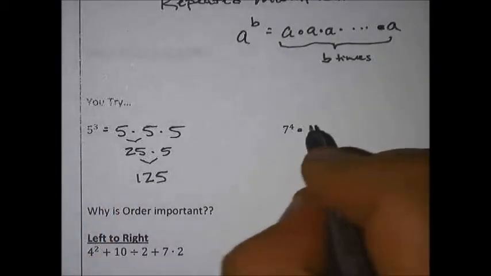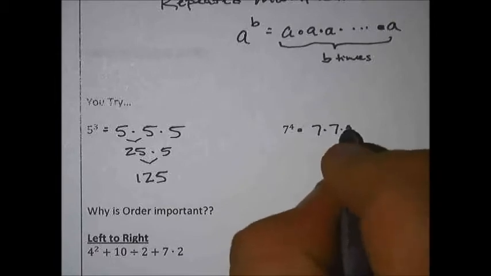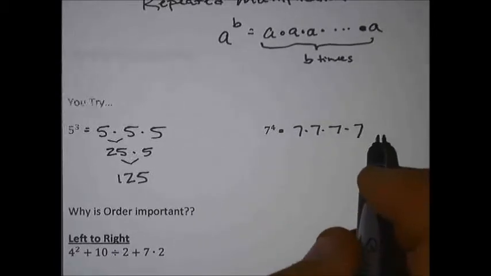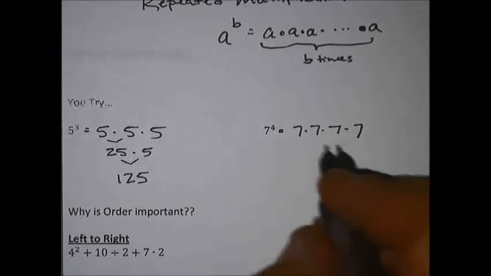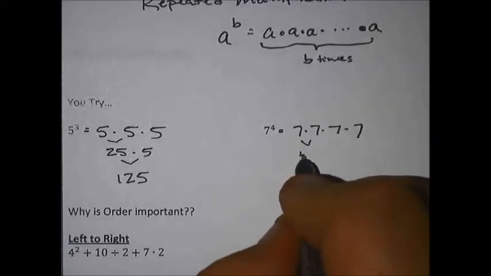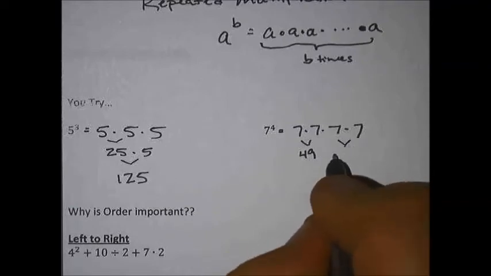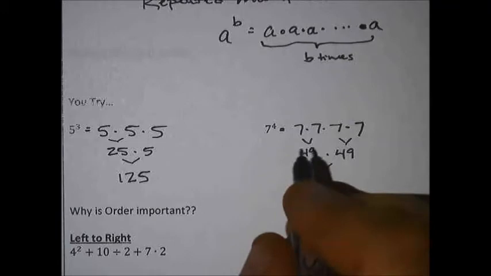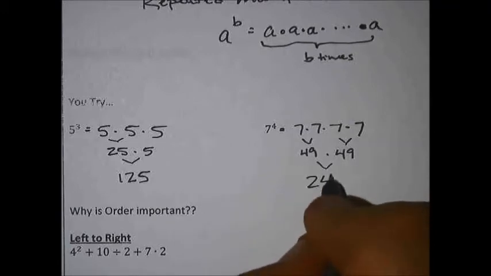Okay? 7 to the 4th. 7 times 7 times 7 times 7. Super lucky numbers here. 4 of them all together. 7 times 7, well, that's 49. Do it again, 49. Those are multiplied together. 49 times 49, now we're getting big numbers.